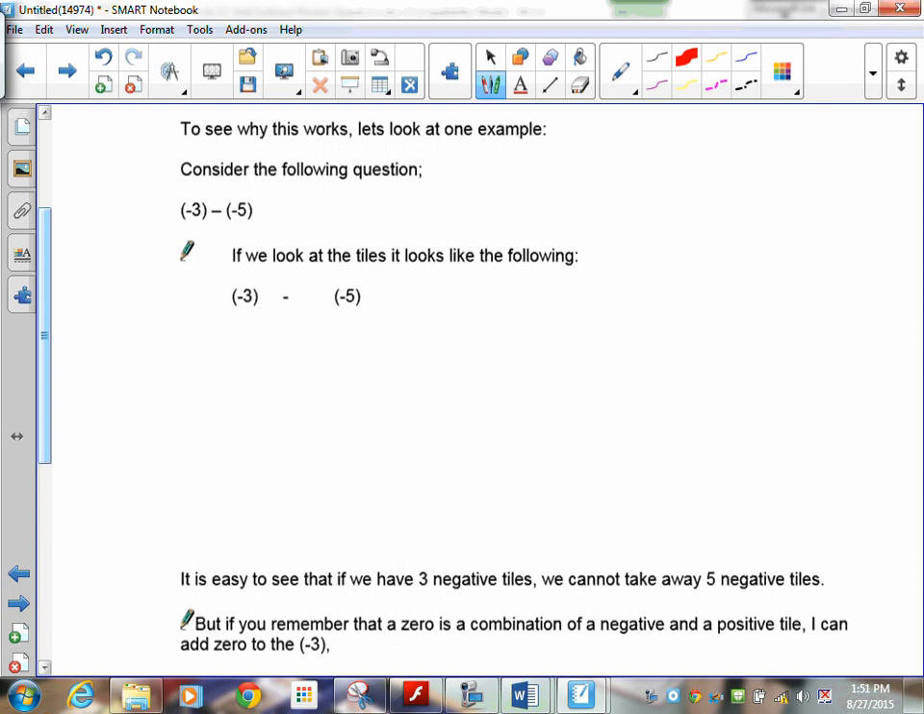If we look at the tiles, I've got negative 3. Here we are. 1, 2, 3. Now, it's a subtract question. So somehow, I've got to take 5 tiles, which are negative, away. But if you notice there, I only have 3. So how can you take away 5 of them when you only have 3? Well, the way to get around that is to think back to the zero principle.